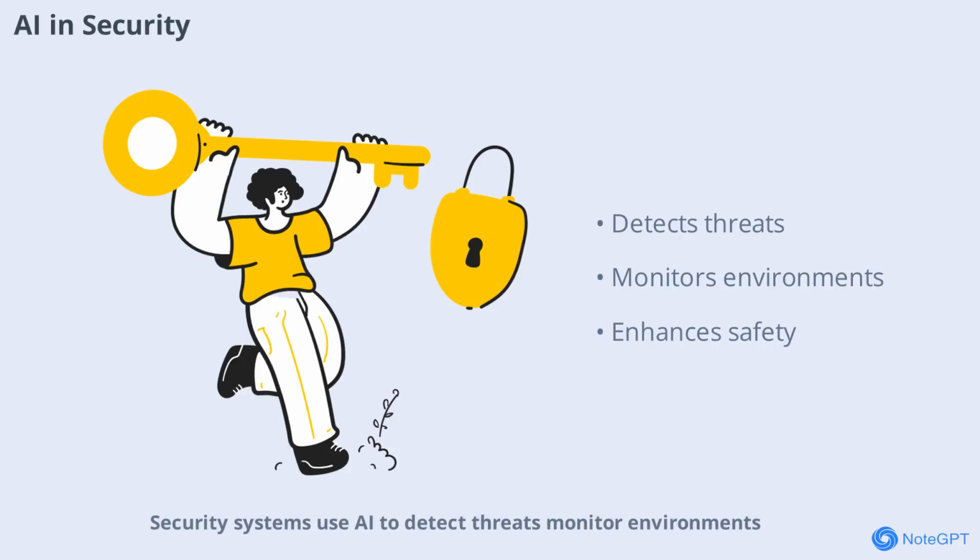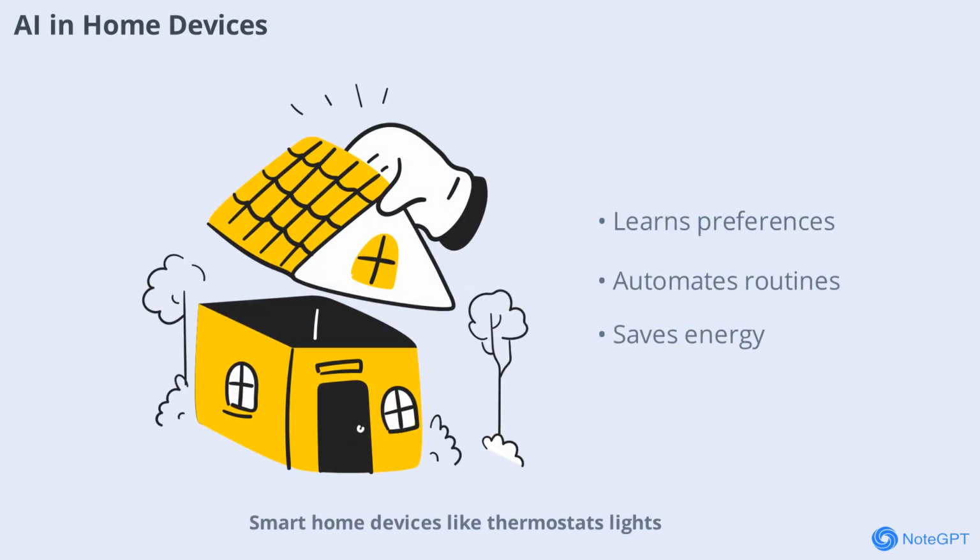Security systems use AI to detect threats, monitor environments, and respond to incidents in real time. From facial recognition at airports to cybersecurity defenses, AI helps keep people and data safe. Smart home devices like thermostats, lights, and speakers use AI to learn your preferences and automate daily routines. These technologies make life more convenient and energy efficient.